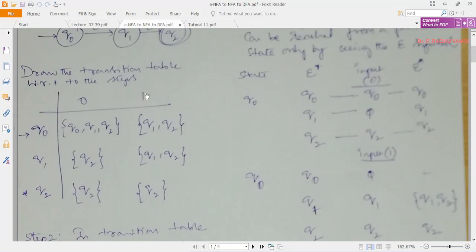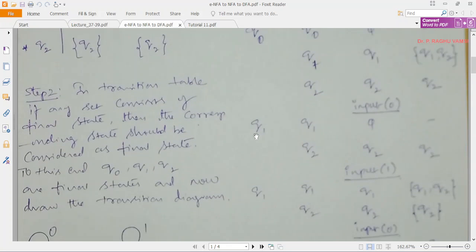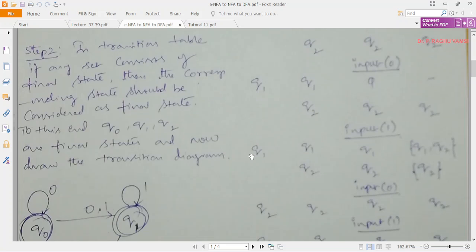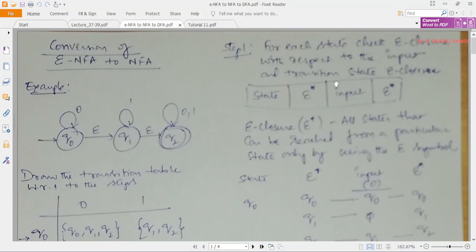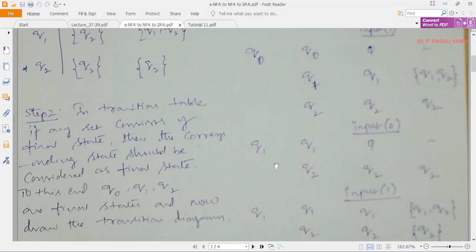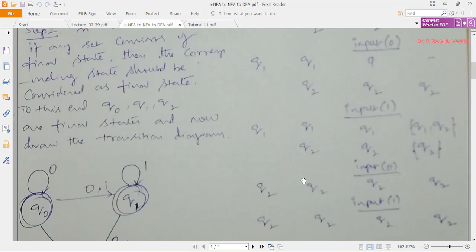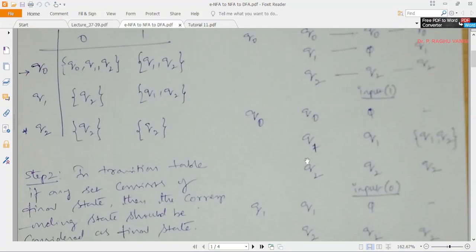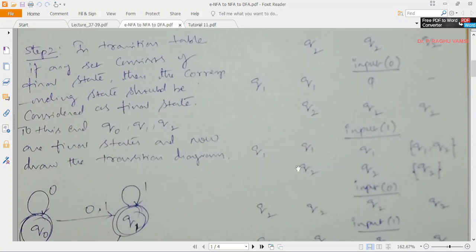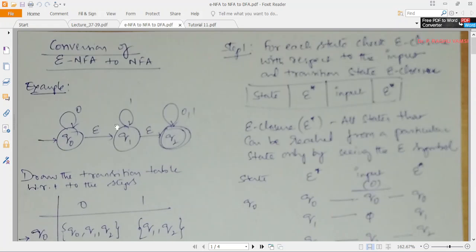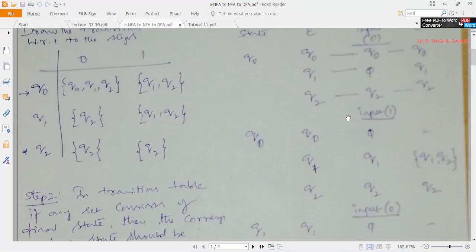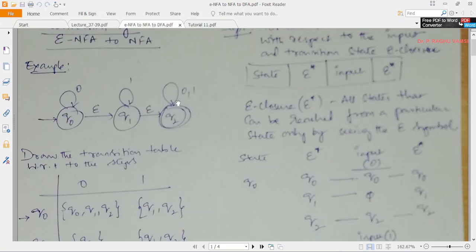Next, Q1 on 1, the same thing again. First you need to calculate the epsilon closure. The Q1 epsilon closure is Q1, Q2. Next, for every state in the epsilon closure, what is the resultant state if you pass the input 1? Upon Q1, from the diagram we can see that if you supply the input 1, it goes into Q1 itself. On Q2, if you provide input 1, it results in Q2 itself.